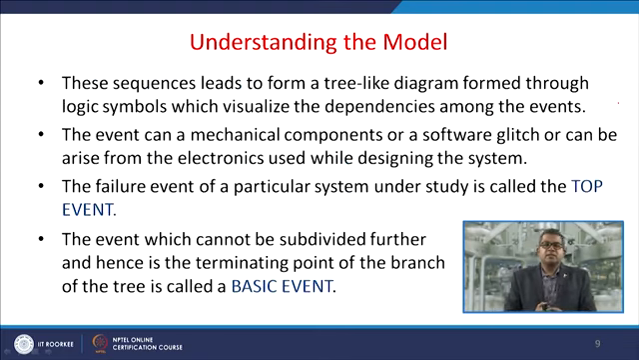Now these sequences lead to form a tree-like diagram formed through logical symbols which visualize the dependencies among the events. The event can be a mechanical component or a software glitch, or can arise from the electronics used while designing the system. So the failure event of any particular system under study is called the top event. Now the event which cannot be subdivided further into different branches or subsystems, and hence is the terminating group of the branch of the tree, is called the basic event.